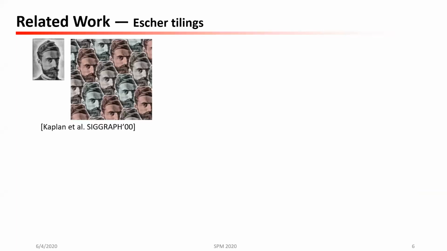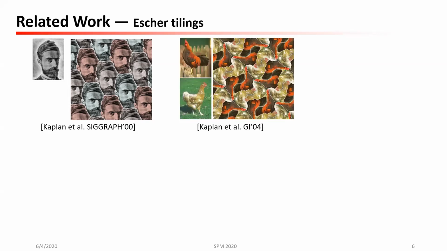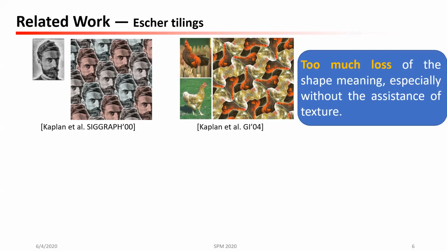Many researchers have conducted a number of related studies. Escherization was initially termed by Kaplan as a problem in computer graphics of tiling a plane with a given closed figure. In a follow-up, they extended their method to admit two shapes tiling using dihedral tiling patterns. Their method has too much loss of the shape meaning, especially without the assistance of texture.